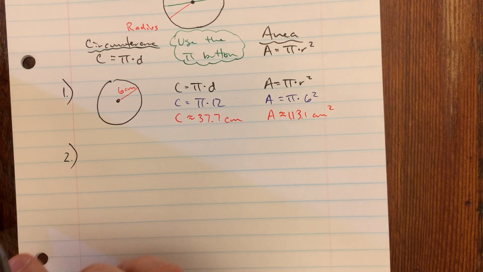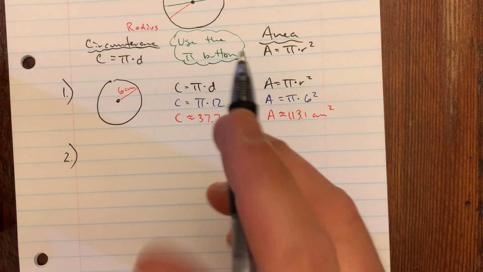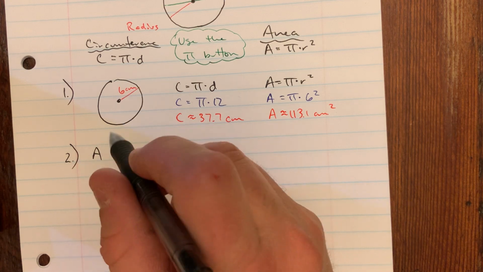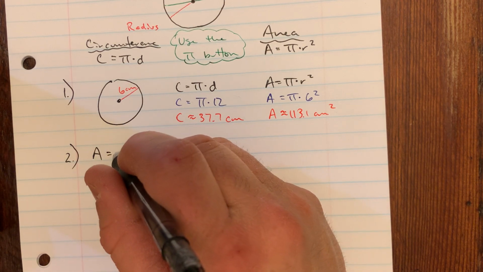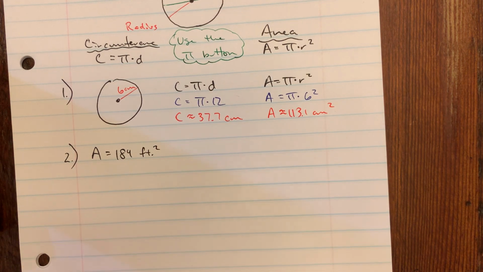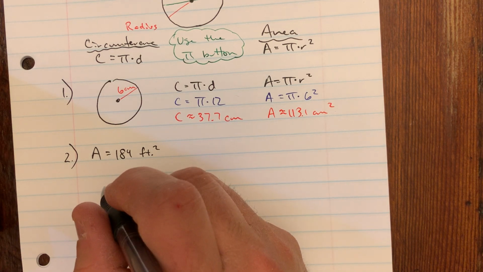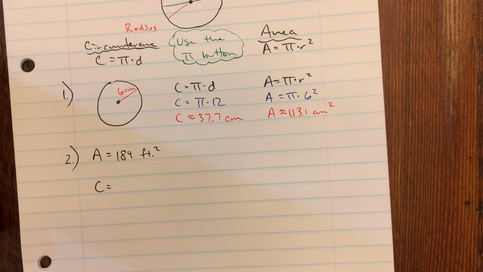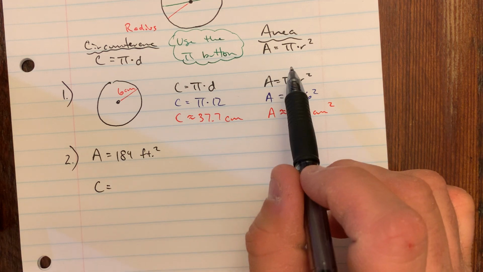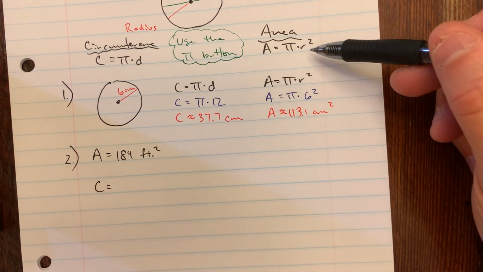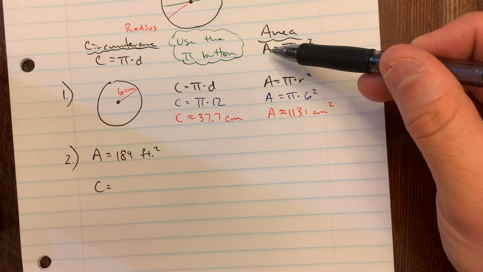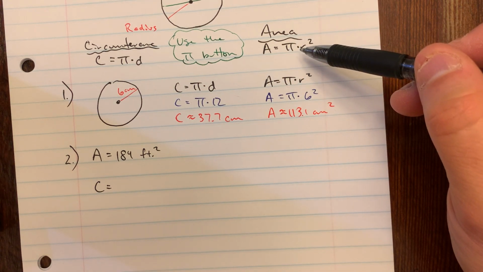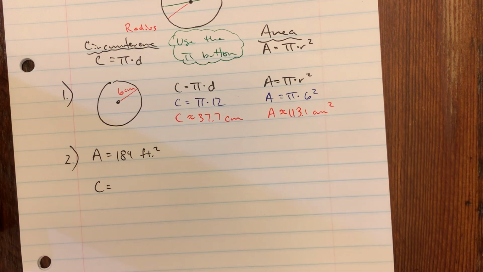Problem 2. Pretty straightforward, but we may have to work backwards a little bit. So let's say the area of a circle is 184 feet squared. And we want to find what the circumference of that circle is. Okay, so we're going to take this information, we're going to plug it into our area formula. But now this time we need to find the radius, since they give us the A. We have area and radius, that's two different variables within our formula. They give us the A this time, unlike last problem.